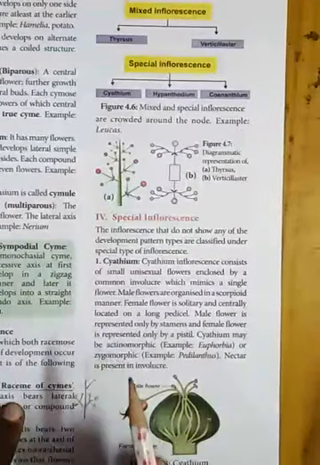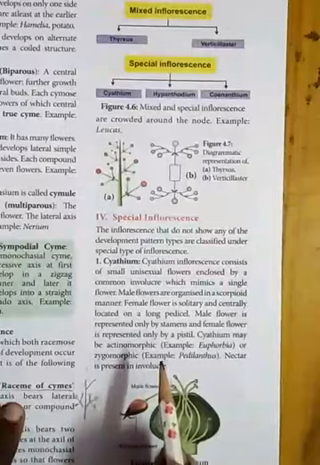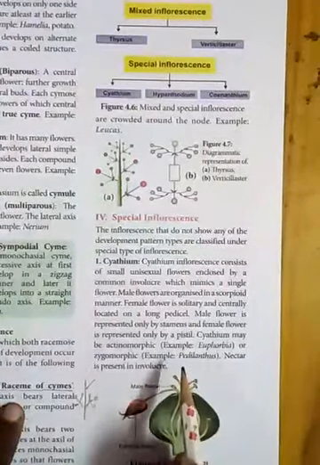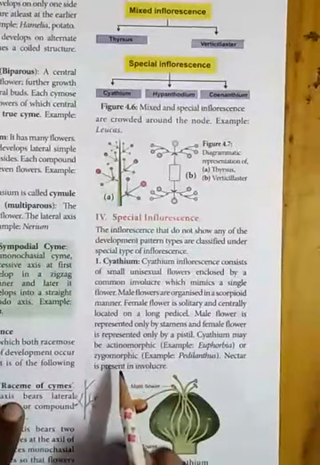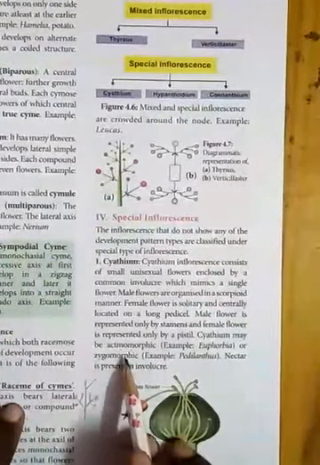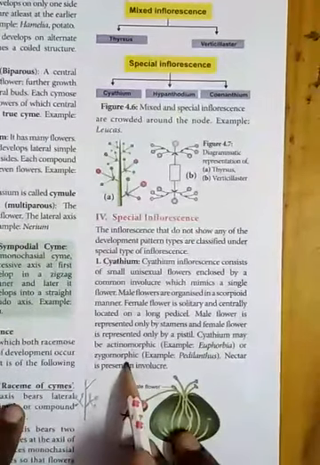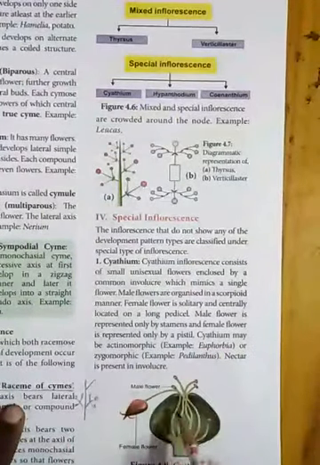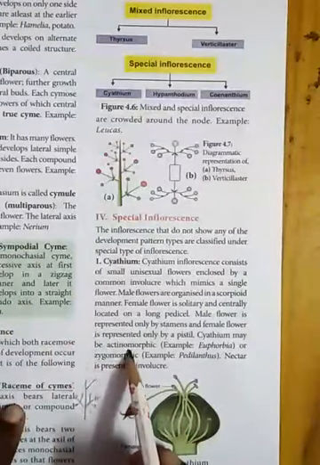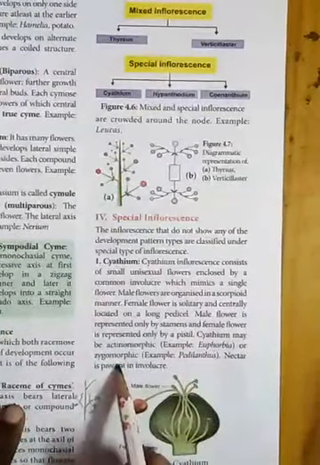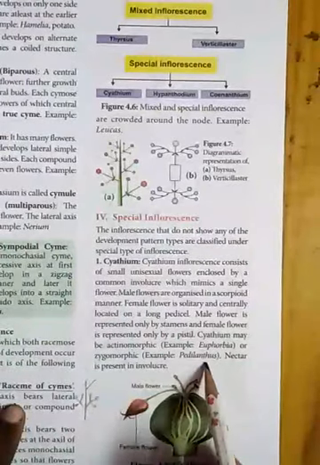Zygomorphic means only in one plane, if you cut, you will get equal halves. Apart from that plane, in any other plane if you cut, you will not get equal halves, then it is called zygomorphic. So actinomorphic and zygomorphic are the symmetry of the plants. So Cythium, this inflorescence, may be actinomorphic, for example Euphorbia, or zygomorphic, example Pedilanthes.